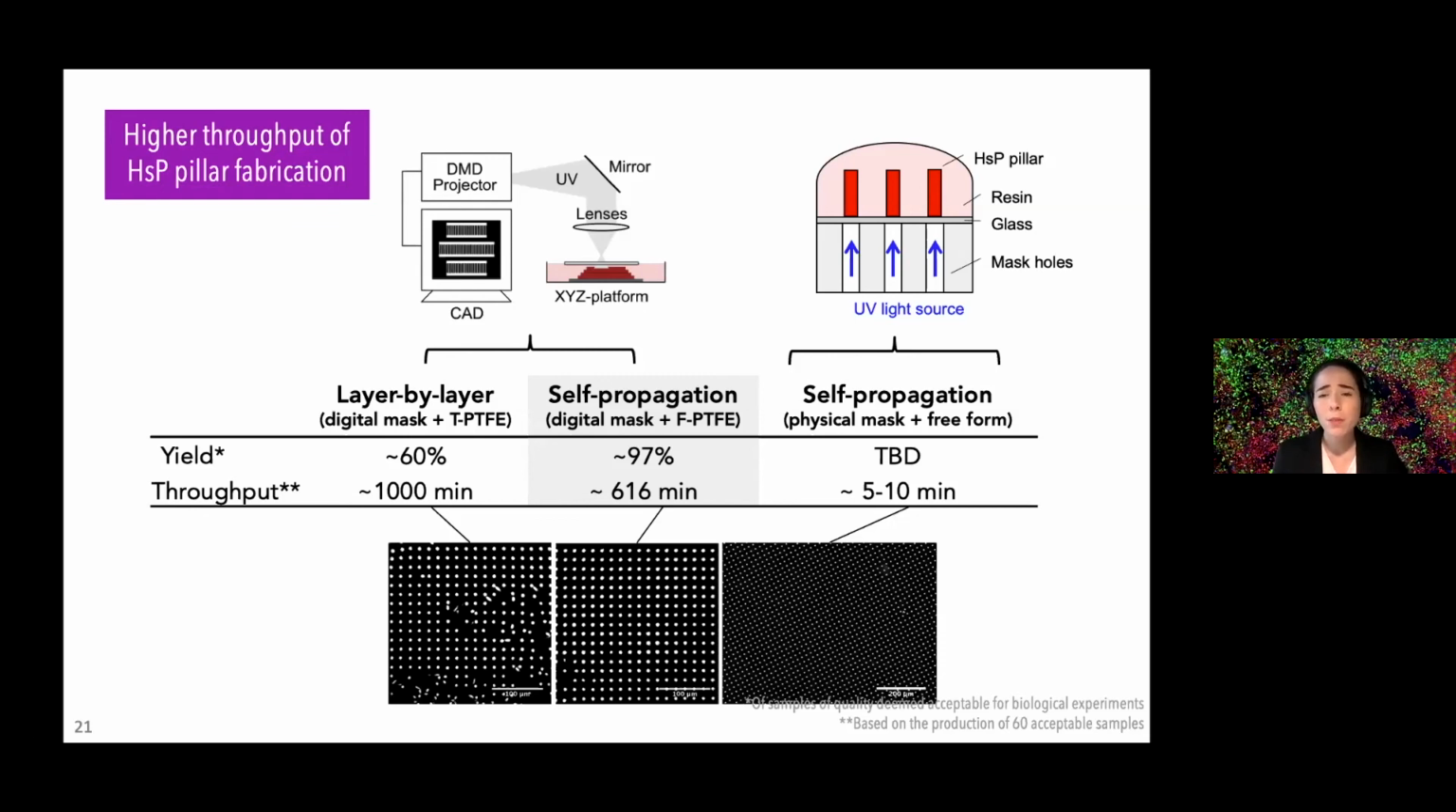And further optimization is still necessary. This is also work that was halted by COVID. So we need to further optimize process parameters to improve the diameter and the shape of the pillars, but so far it seems quite reproducible.